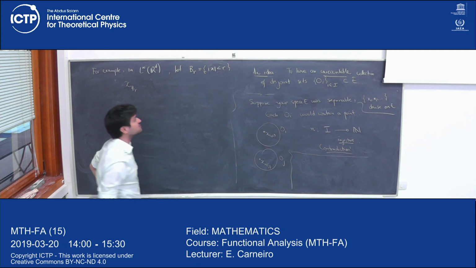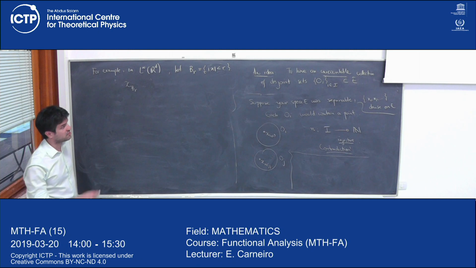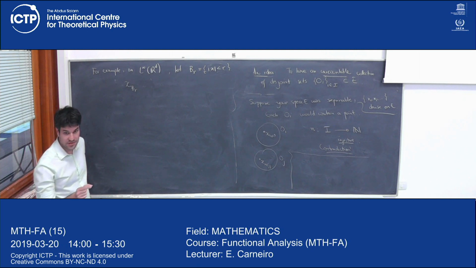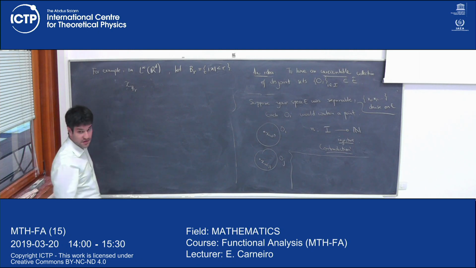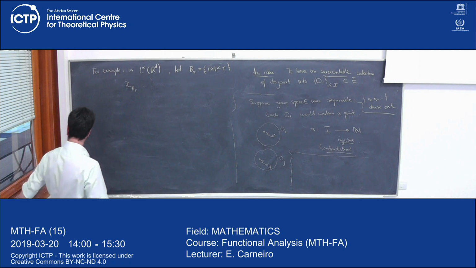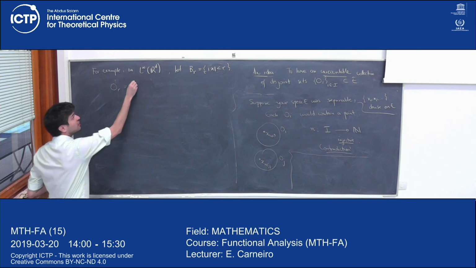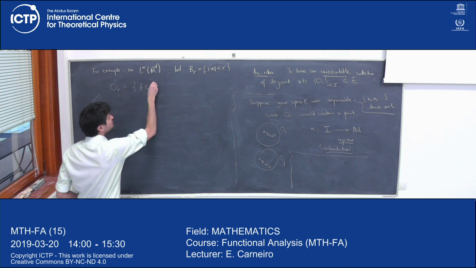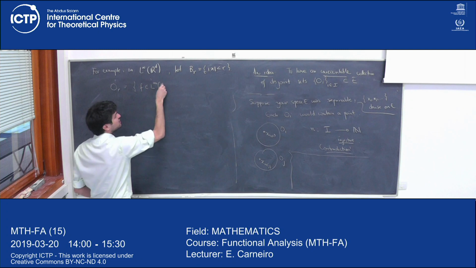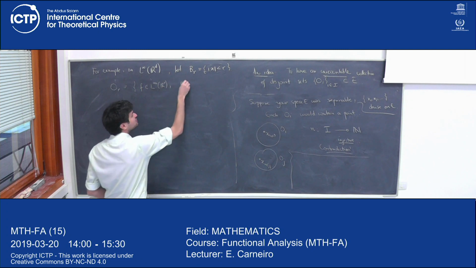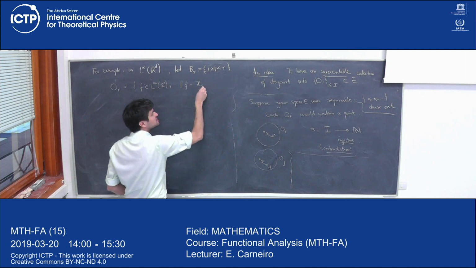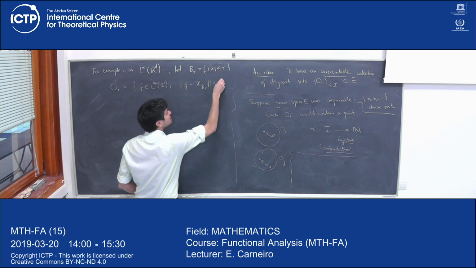Close the open, doesn't matter. BR is just the ball centered in the origin with radius R. So you consider the characteristic function of this ball, BR. And what you do is you actually consider the open set, let's call it OR, of the functions f in L infinity of, say, R^D, such that the L infinity norm of f minus the characteristic function of BR is, say, less than half.